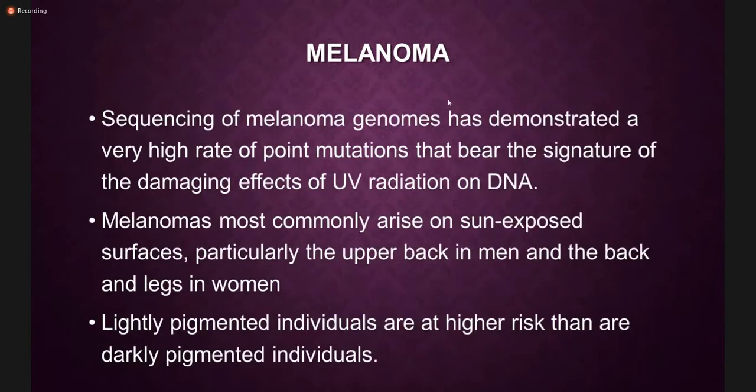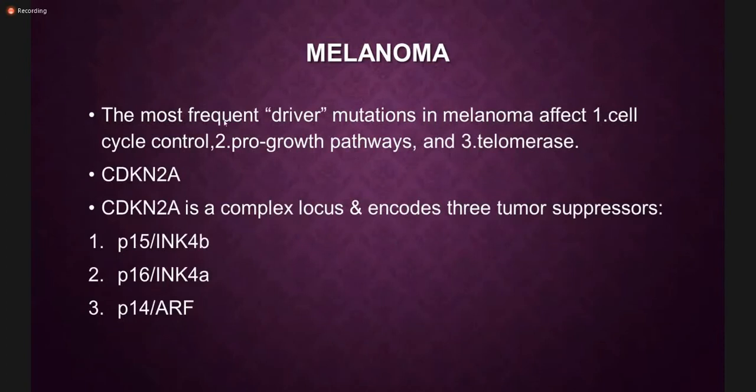Sequencing of melanoma genomes has demonstrated a high rate of point mutations that bear the signature of the damaging effects of UV radiation on the DNA. So when these melanoma cells were sequenced, a large number of point mutations were present in their DNA. The melanomas most commonly arise on sun-exposed surfaces, particularly the upper back in men and the back and legs in women. Lightly pigmented individuals are at higher risk than darkly pigmented individuals.